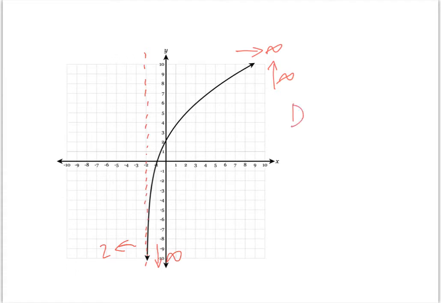That means that my domain, so we're starting at 2, and we're going to infinity. In both cases, those are curvy brackets because we can't get to either of those things. And then for range, we are starting at negative infinity. I should put negative there. And we're going to positive infinity because we're starting down below and going off the graph, and we're going above and off the graph as well.